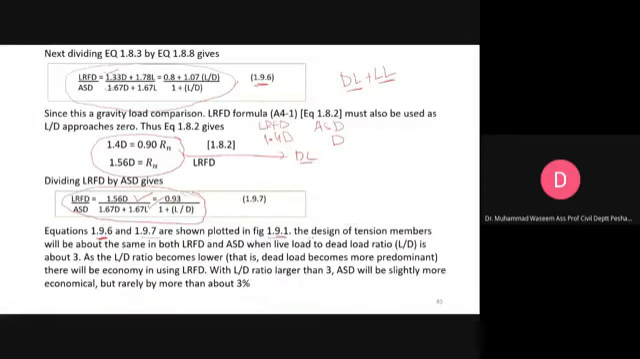So the design of tension members will be the same in both LRFD and ASD for the case where the live load to dead load ratio is 3. What it is stating is that if we consider a tension member subjected to live load and dead load, and the live load is equal to 3 times the dead load, the design made by LRFD and ASD will give you the same cross section, same design, similar design, you can say.